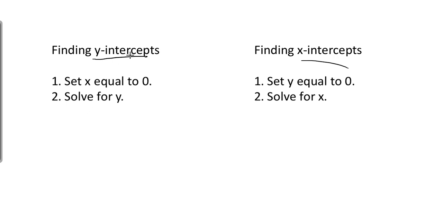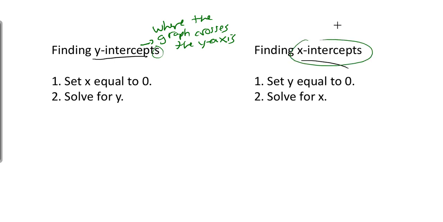So finding the y-intercept. The y-intercept is where the graph, let me just go ahead and write out all the words, where the graph crosses the y-axis. All right. So the y-intercept or intercepts, some equations can have more than one. But for linear equations, there's just going to be one. All right. The x-intercept is where the graph crosses the x-axis.